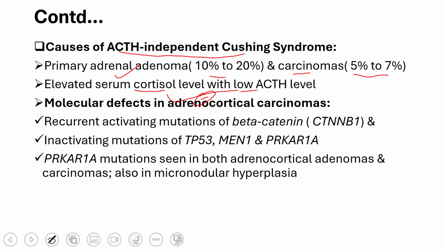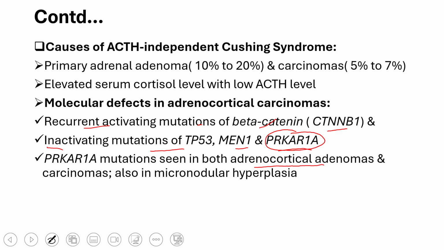And the molecular defects that can be appreciated are activating recurrent mutations in beta catenin, that is CTNNB1, and inactivating mutations of TP53, MEN1 or PRKAR1A. These mutations are appreciated in both adrenocortical adenomas or carcinomas, and also in micronodular hyperplasia.